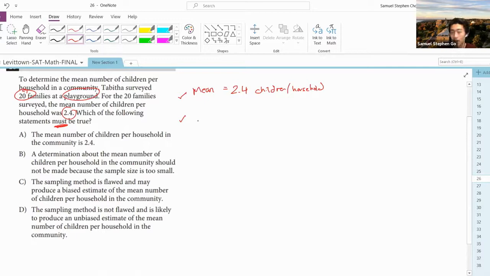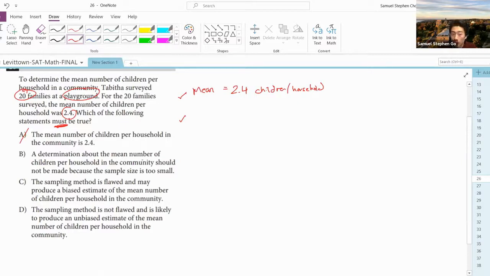So it's not representative of the whole community. So it might be true, but we cannot say it must be true. B says a determination about the mean number of children per household in the community should not be made because the sample size is too small. So this seems pretty convincing.